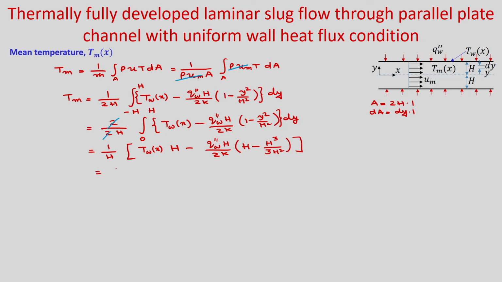So, now if you multiply with 1 by h, it will be T w minus q double prime w. So, this h and this h will get cancelled. So, by 2 k, and here h if you take outside, it will be 1 minus 1 by 3. So, it will be 2 by 3. Okay. So, you will get finally T m as T w of x. T m is also a function of x. Okay, minus q double prime w h by 3 k.